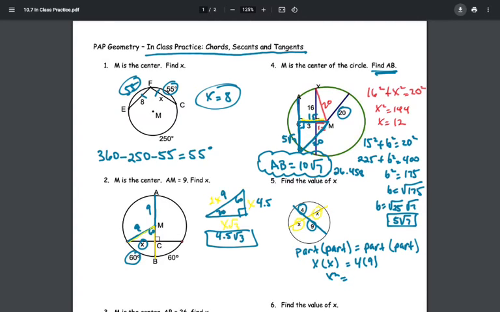I'm going to write that better. Sorry. So x squared equals 4 times 9 is 36. And then we'll take the square root in order to solve. So x equals 6. And that's my answer. All right, let me scroll this up.